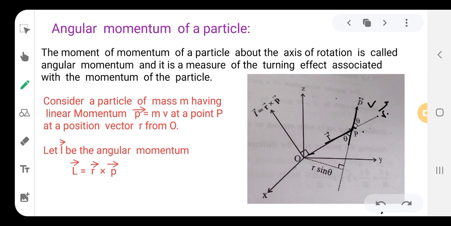When we apply force on the screw, with two forces A and B, the thumb points in the direction the screw is moving forward. In the same manner here, when r and p are applied on a particle and that particle is rotating, the third vector will be in some other axis, right? That's why we have taken L equal to r cross p, which is in the x and z plane.